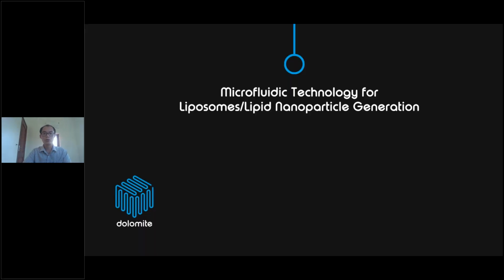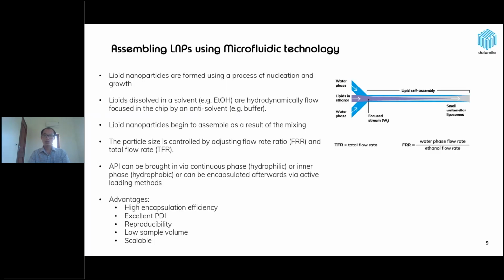Next, we will move to how to use microfluidic technologies for liposome and lipid nanoparticle generation. Lipid nanoparticles or liposomes form using a process of nucleation and growth. The lipids are dissolved in solvents, for example ethanol or other alcohols, and hydrodynamically flow focused in the chip by anti-solvents like water, the aqueous phase, or buffer solution.